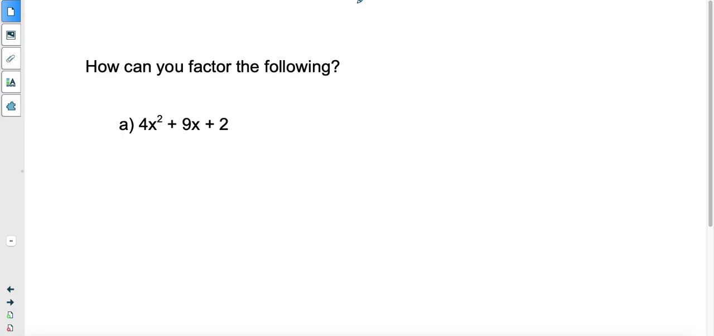Let's take a look at a few examples here. So this first one, we're asked to factor 4x squared plus 9x plus 2. Well, what do we need to do? We need to find two numbers that add to my middle number in front of x here. So, I'm going to need two numbers that add to give me 9. Also, I'm going to need two numbers that multiply to give me this number here times this number. 4 times 2 is 8.